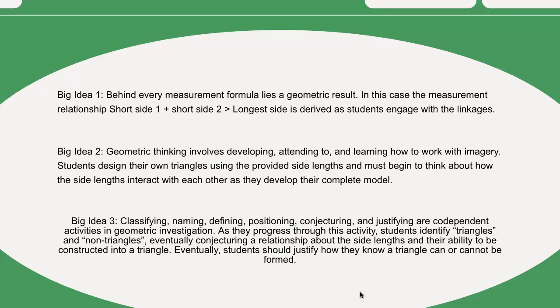And then finally, big idea 3: classifying, naming, defining, positioning, conjecturing, and justifying correspond to this activity. They definitely engage in all of these as they are constructing their triangles, as they start to create rules about what creates a triangle and what's a non-triangle. And then eventually their conjecture is about the relationship of the side lengths, so that they can justify how they know any given side lengths create or do not create a triangle.